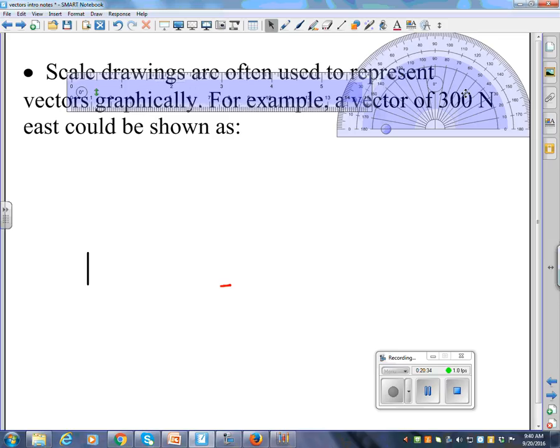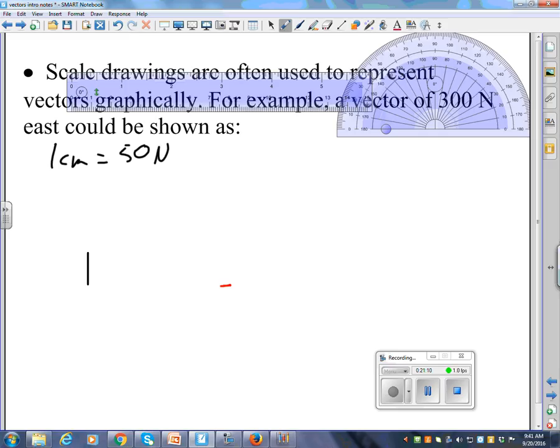300? Well, you must have a scale. 1 centimeter equals. And I'm making sure it's recorded because I'm going to say it a lot of times. You must start your scale with 1 centimeter equals. Whatever is first is what's on the paper. So 1 centimeter equals, could we say 50 newtons?